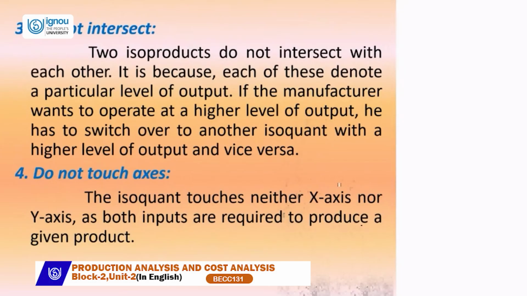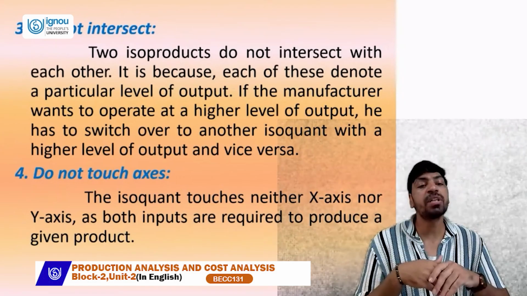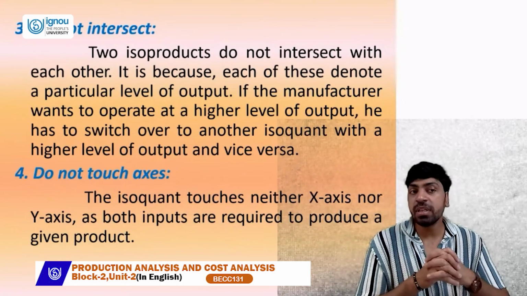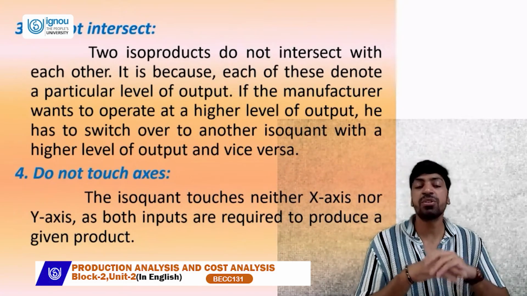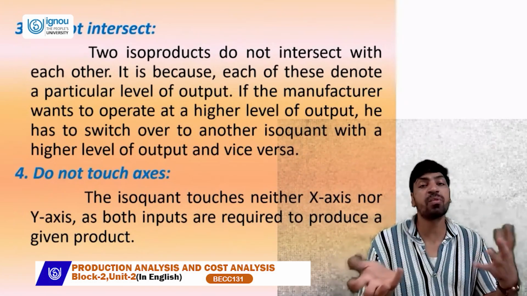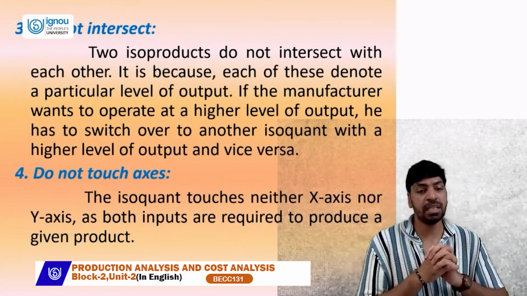Whether it's a manufacturer or a wholesaler who wants to operate on the higher curve, which produces a high level of output, they have to switch over to another isoquant which produces the highest level of output, and that's called one of the third features. That is, two isoquant curves, or three, or four isoquants do not intersect each other.